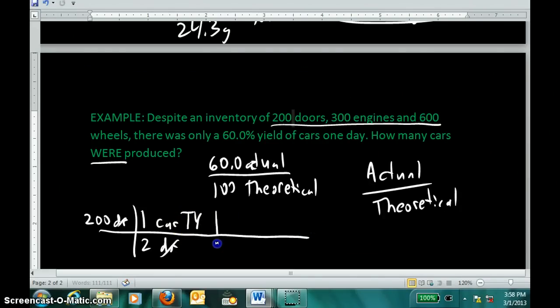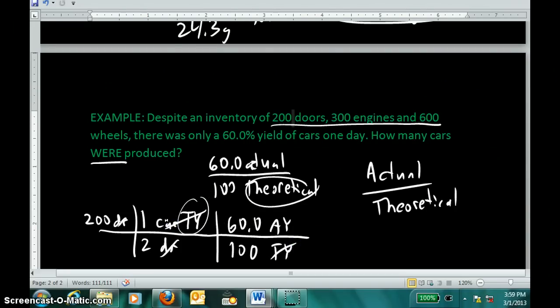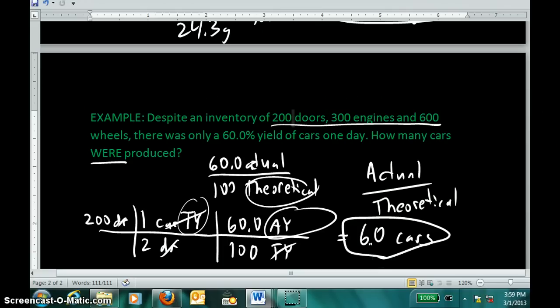And then I use my percent yield as a conversion from theoretical to actual. I can say there will be 60 cars actual yield for every 100 cars theoretical yield. The theoretical yield of cars is replaced with an actual yield of cars. And yes, that day we should get 60 cars. Not the 100 we were expecting, but the 60 we actually get.